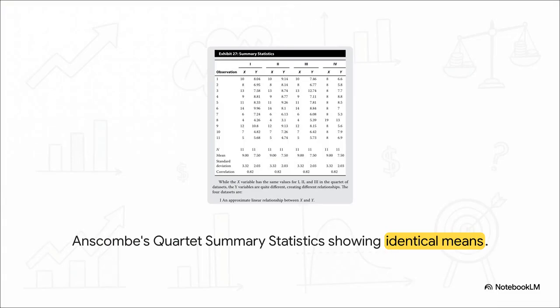Now, what's really interesting is this famous statistical concept called Anscombe's quartet. We have 4 data sets here, Roman numerals I, 2, 3, and 4. If you just look at the summary statistics, the x variables all have the exact same mean of 9. The y variables all have the exact same mean of 7.5. The standard deviations are identical, and the correlation between x and y is exactly 0.82 for all 4 sets. Mathematically, on paper, these 4 data sets look perfectly identical.